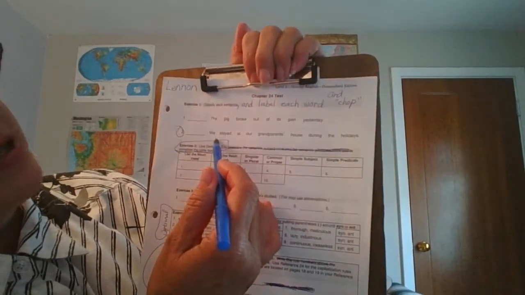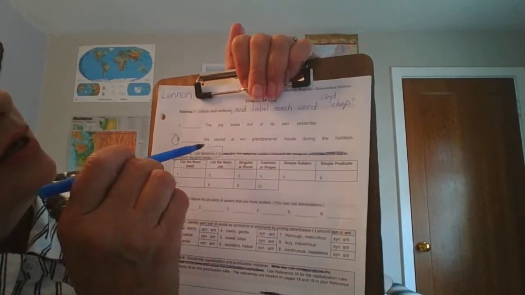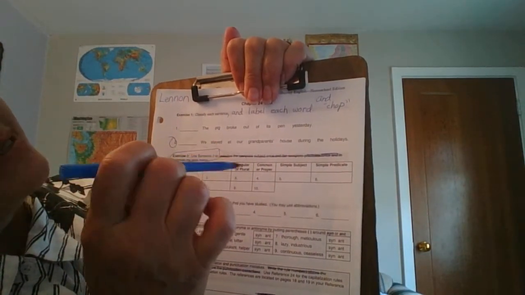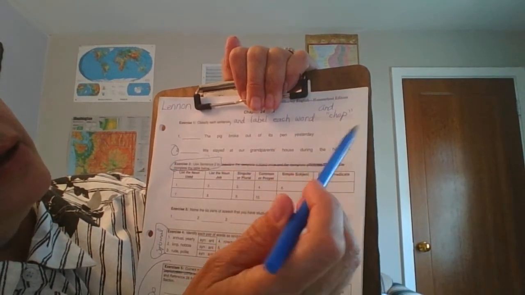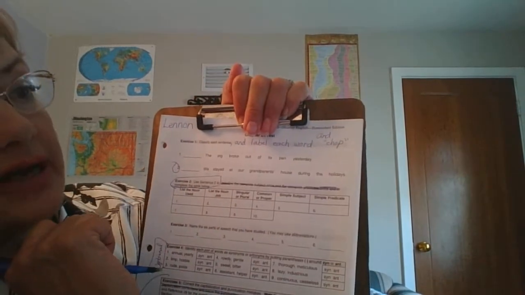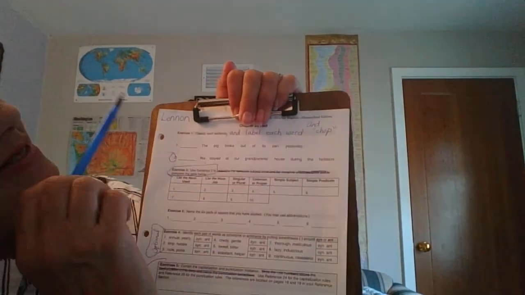All right, sentence number 2 says, go ahead and read it with me. We stayed at our grandparents' house during the holidays. Now, someone asked me if instead of looking for the subject noun first, if they could find the main verb first. And yes, you could do that. If that helps you categorize and label these sentences easier, then yes, I will allow that. That's totally fine. So let's go ahead and look on our sentence. Let's read it one more time. We stayed at our grandparents' house during the holidays.